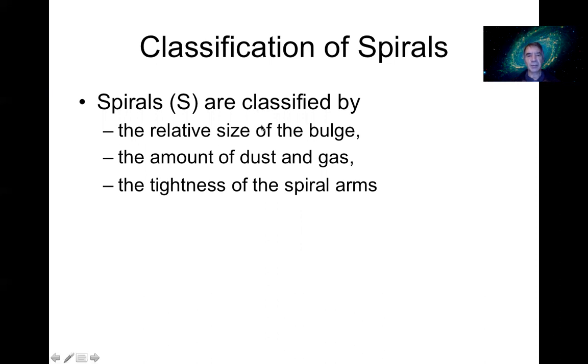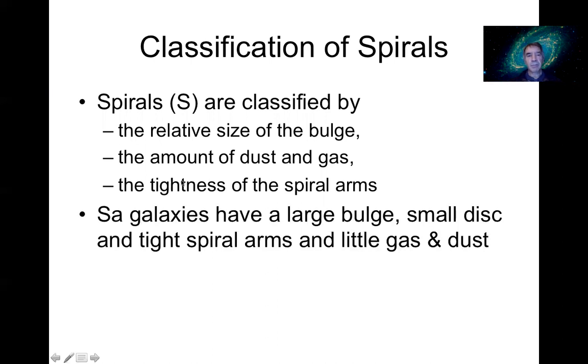Next up is the amount of dust and gas that appears to be in the spiral galaxy. Okay. And the final one is how tightly wound the spiral arms are, if you like. Okay, so are they very tightly wound so that they appear almost circular, or are they quite loose and wind out quite quickly?